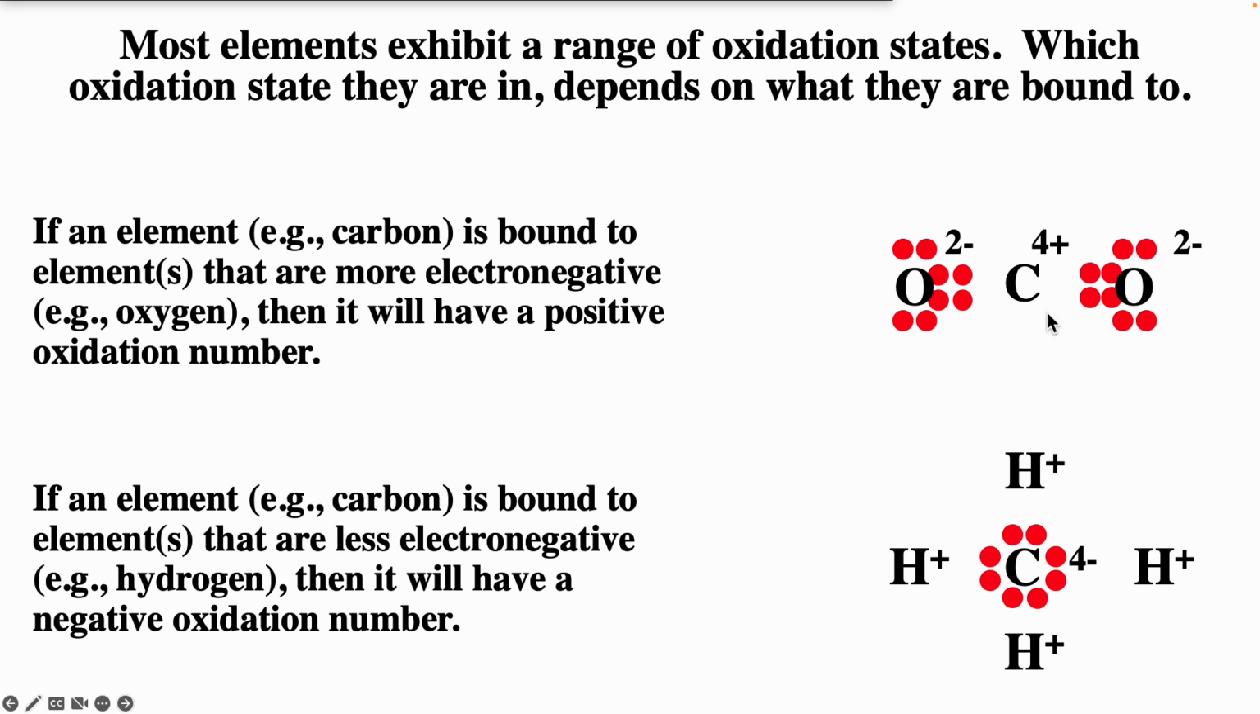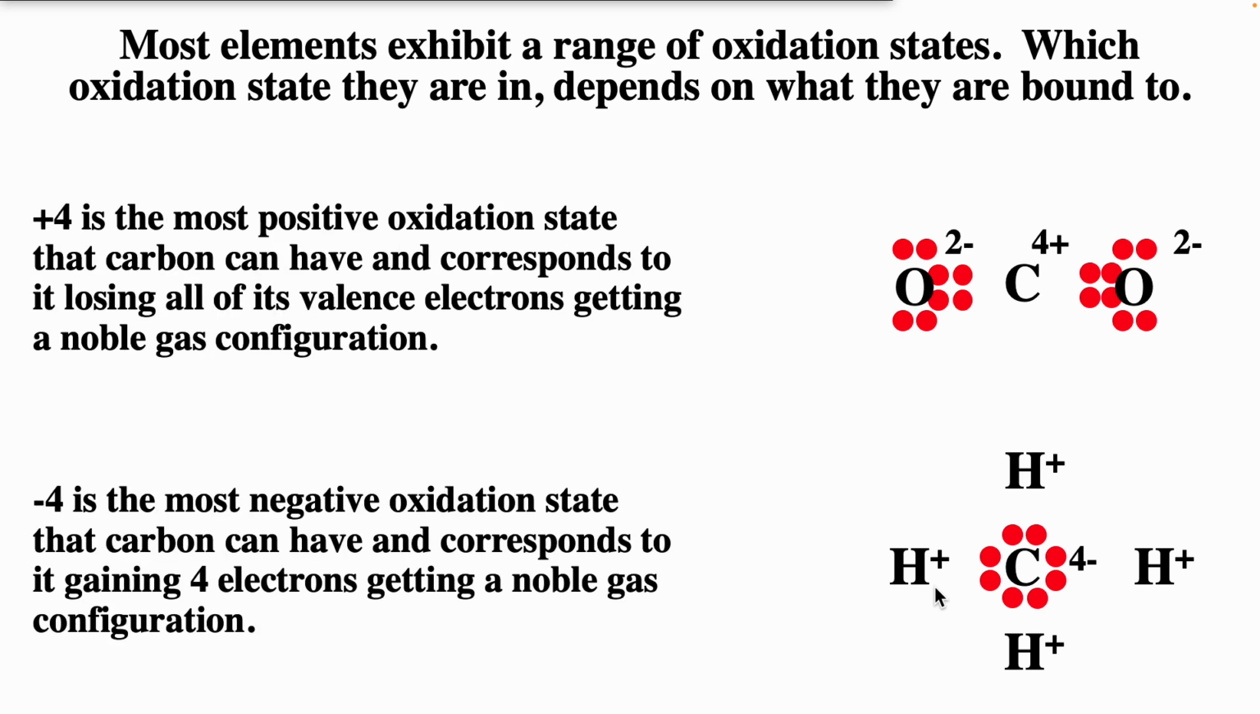And so for the carbon dioxide, oxygen's more electronegative. It gets a negative oxidation state. Carbon's less electronegative. It gets the positive oxidation state. For the methane, carbon's more electronegative than hydrogen, and so carbon gets a negative oxidation state, and hydrogen gets the positive oxidation state. And again, we saw that carbon, if it lost enough electrons to get noble gas configuration, would have a +4 charge, and so +4 oxidation state. If it gained enough electrons to get noble gas configuration, that would give it a -4 oxidation state. And so carbon can have any oxidation state from +4 to -4.